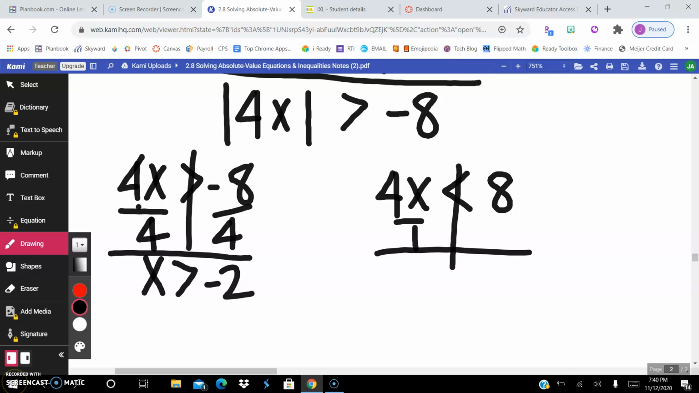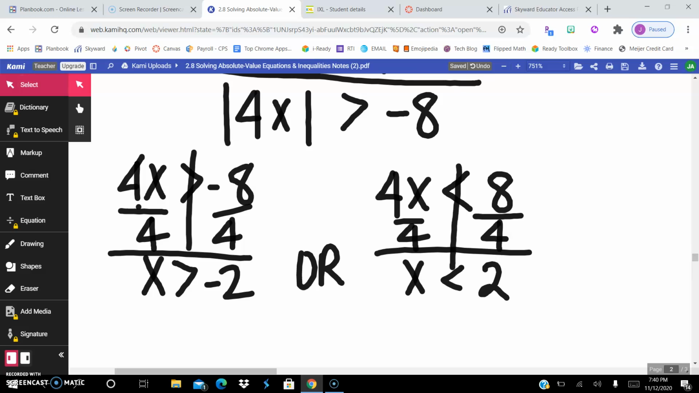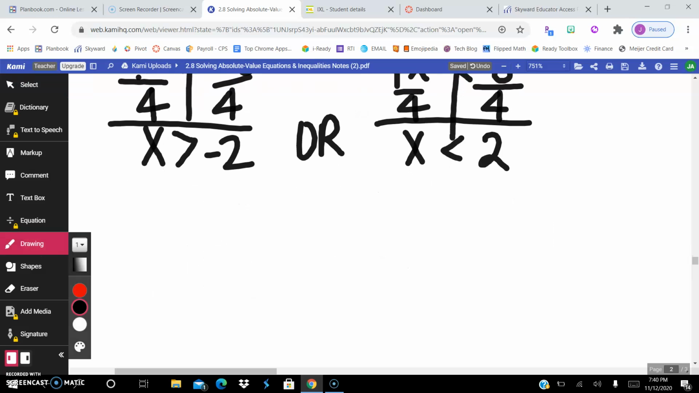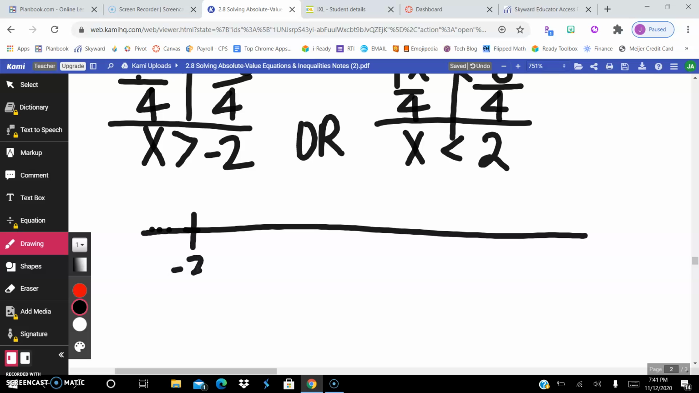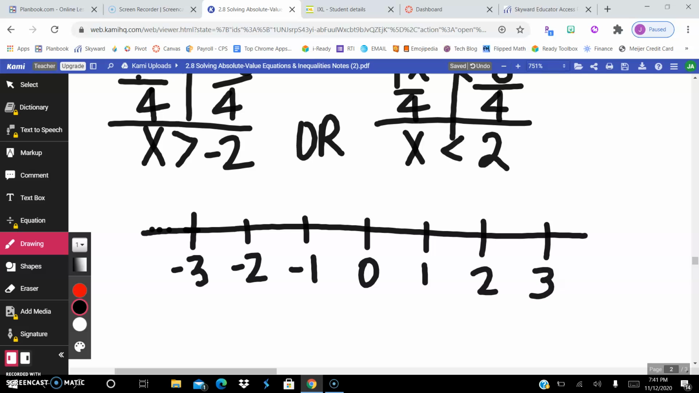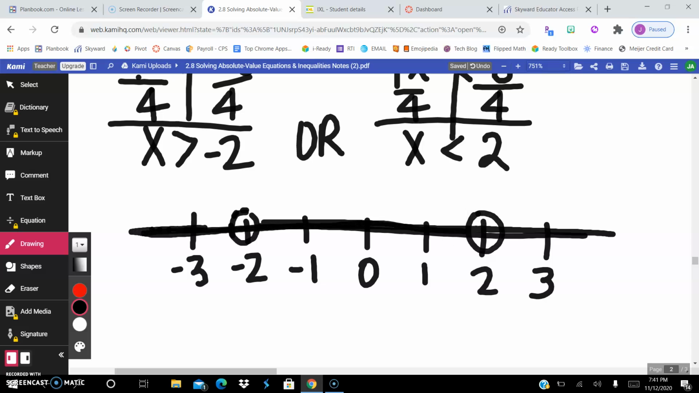And for this one, divide by 4. So we have x is less than 2. And remember, these are ors with the greater than symbol. So then we have to draw it. So x is greater than -2, so circle at -2, greater than goes to the right. And then x is less than 2, circle at 2, and that would go to the left.